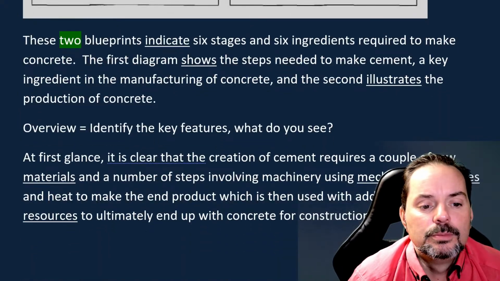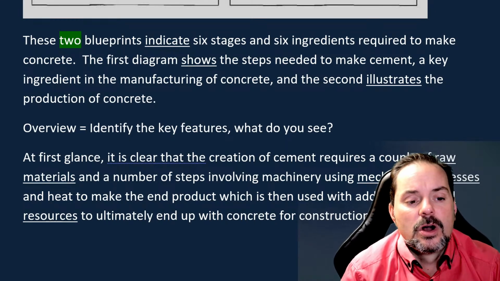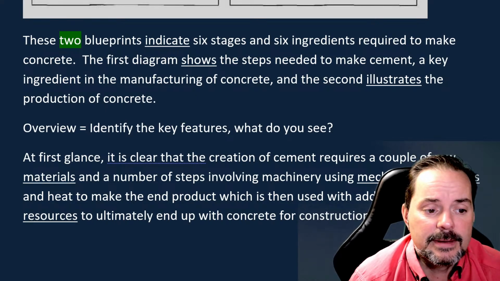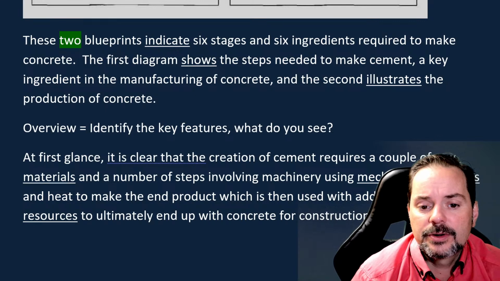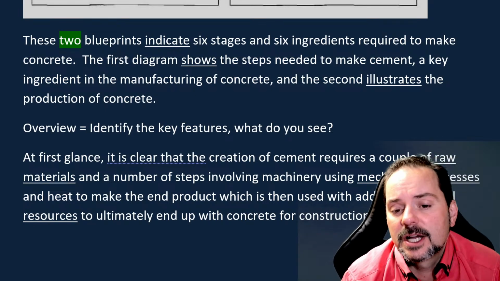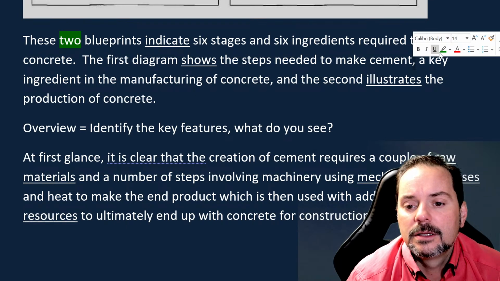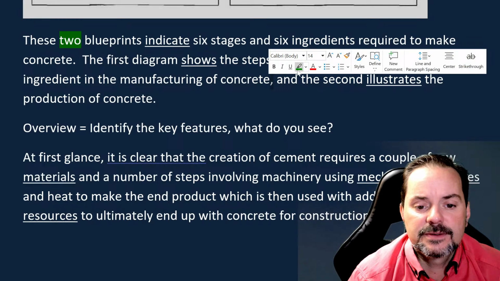So these 2 blueprints indicate 6 stages and 6 ingredients required to make concrete. The first diagram shows the steps needed to make cement, a key ingredient in the manufacturing of concrete, and the second illustrates the production of concrete. Notice my use of comma. Why do I have comma on the 2 sides of this phrase, everybody?